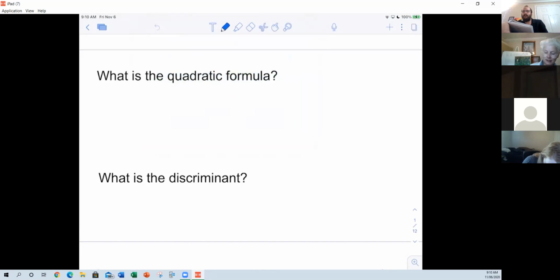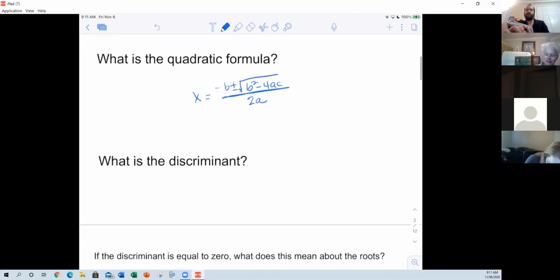So here, x equals the opposite of b plus or minus the square root of b squared minus 4ac, all over 2a. Make sure that it's all over the 2a. Then the discriminant, of course, is just this part, the b squared minus 4ac.